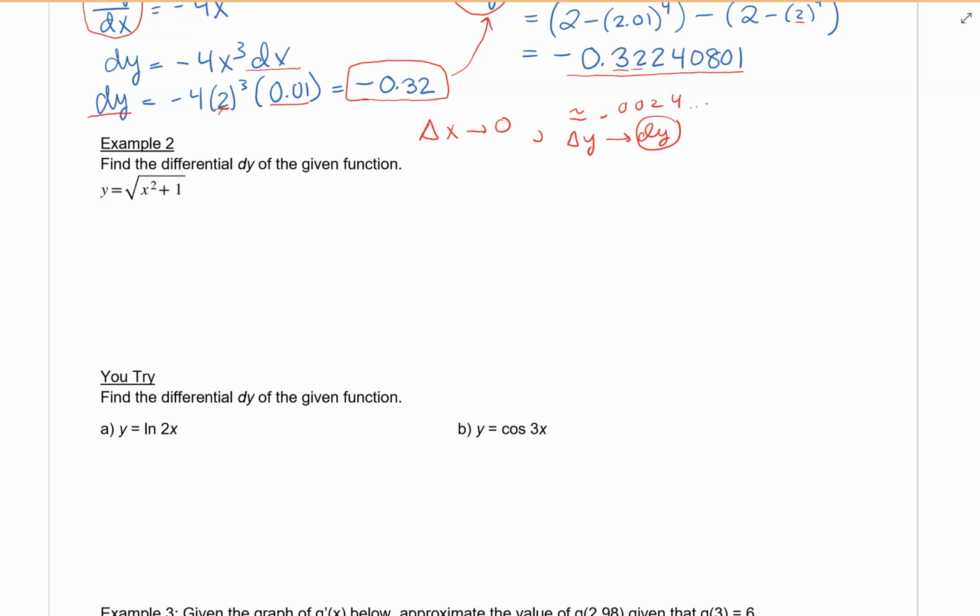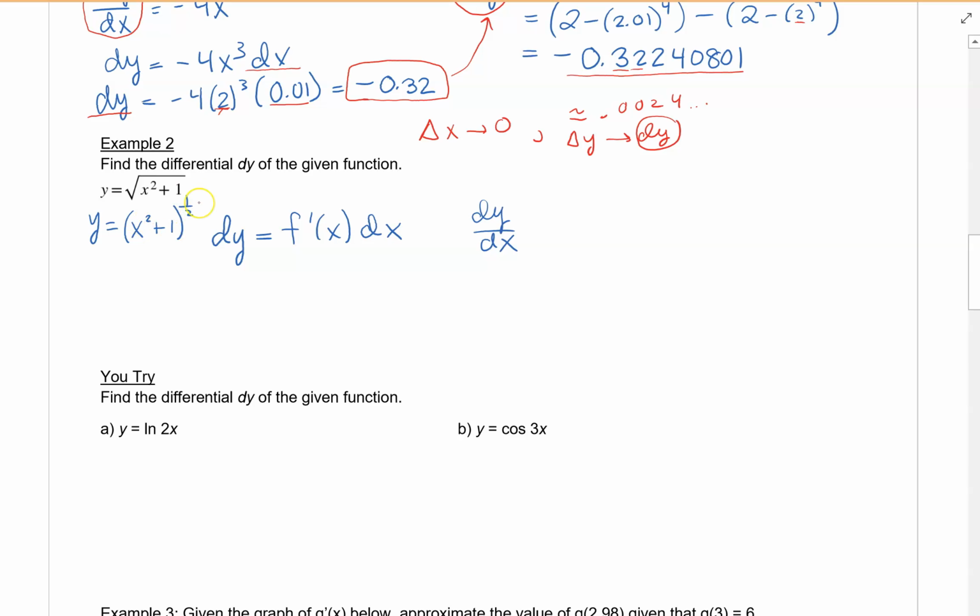Example 2 is more of an analytical question, just wanting to give you some practice with using this formula for finding the differential of y. Remember, the differential of y is the derivative of the function times the differential of x. So I like to begin by just finding dy dx, and then multiplying dx to the other side. So maybe first I'll think of y as a power function, right?